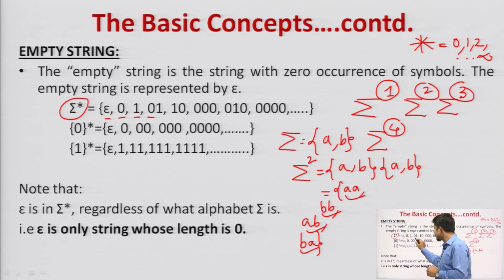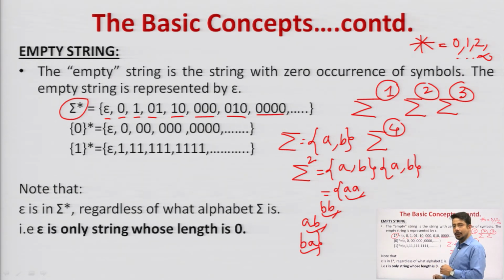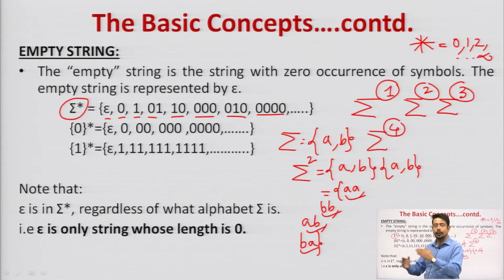Then length 2 means what? These are length 2. Length 3 means what? These are length 3. This is length 4. Got it? So it keeps on going, depending on the power. Similarly, I have mentioned the initial alphabets' powers also.